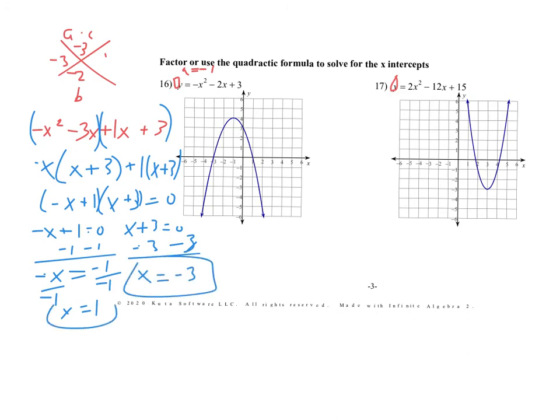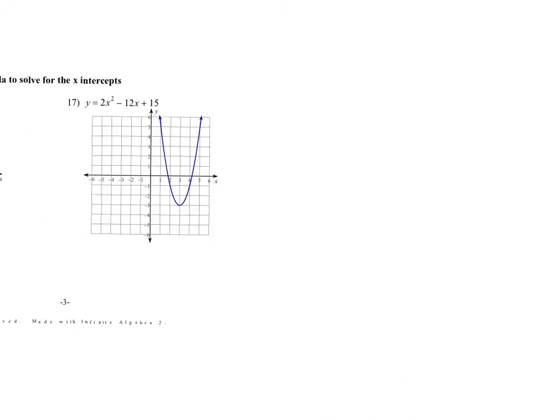And so then as you can see here, that really does match up with what the graph shows, because we have an x-intercept there at -3 and at +1. So that's kind of why we do this, to see where it's going to hit the x-axis. All right, next up here, number 17.